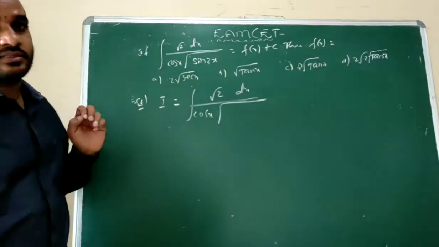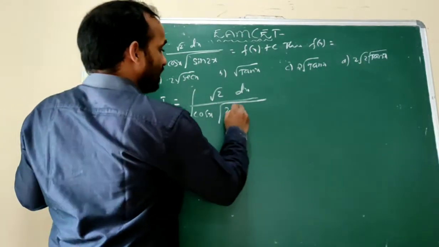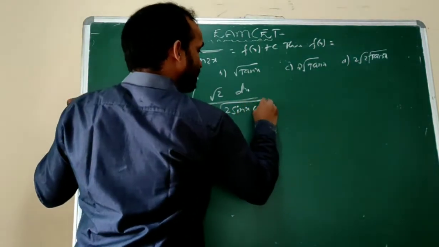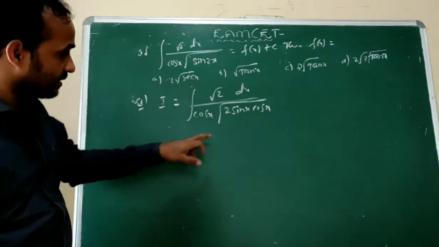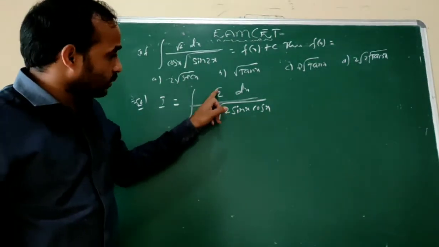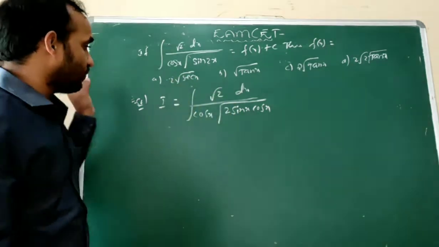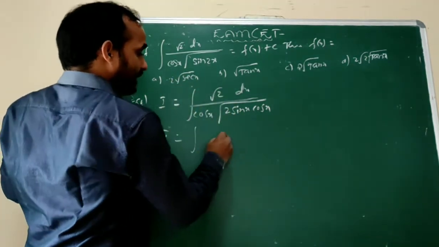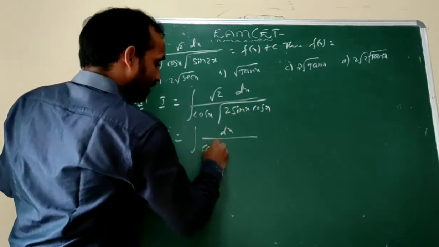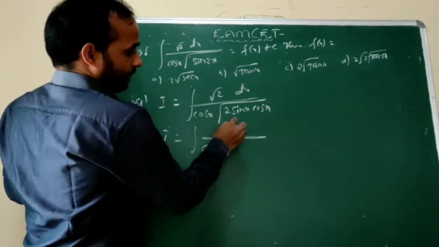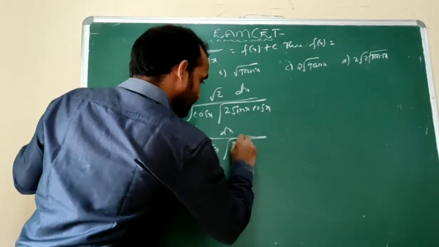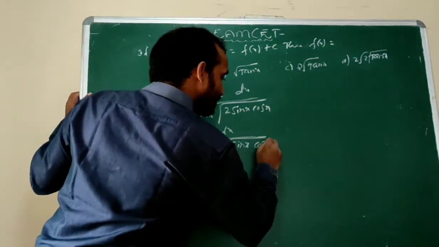sin 2x. Sin 2x means 2 sin x cos x. Okay, isn't it? Here the root 2 we cancel out, because root of a into b, so root 2 cancels out. So capital I is equal to the integral of dx divided by cos x under root sin x cos x. Here, sin x cos x.